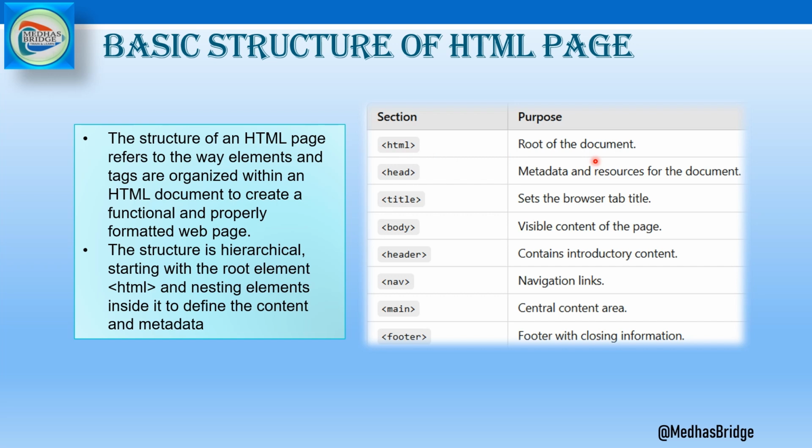HTML is the root of the document. Head means the metadata and the resources of the document. Title sets the browser tab title. Okay, we will see that in a demo. Body is the visual content of the web page. Header contains the introductory content. Then navigation links, the central content area, and the footer, like copyright information, can all be enclosed.